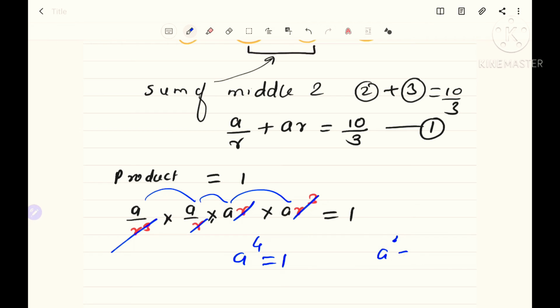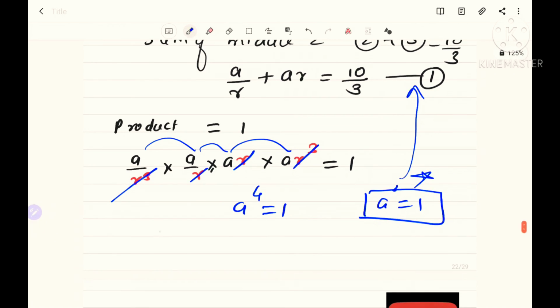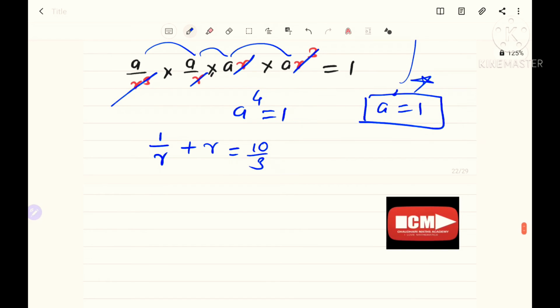Here I am taking A as 1. It may be possible that A is plus or minus 1, but for the sake of simplicity I am using A as 1. Let's substitute that in equation 1. So this becomes 1 upon R plus R equals 10 by 3. I substituted the value of A in equation number 1. Let's simplify it, which will lead to the value of R. Multiplying throughout by R, it becomes 1 plus R square equals 10 by 3R. The fraction is still present, so let's multiply throughout by 3: 3 plus 3R square equals 10R.